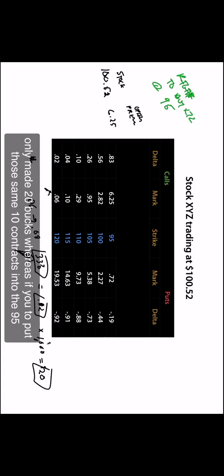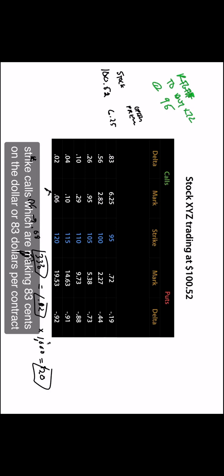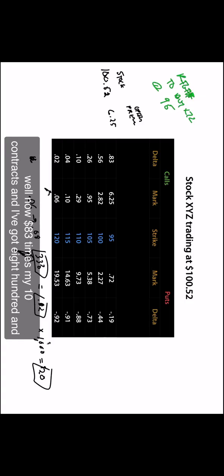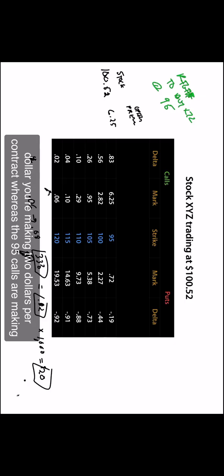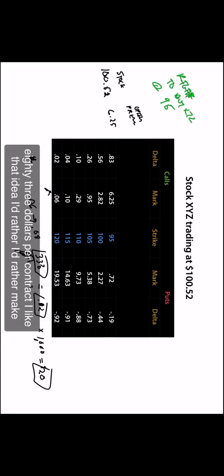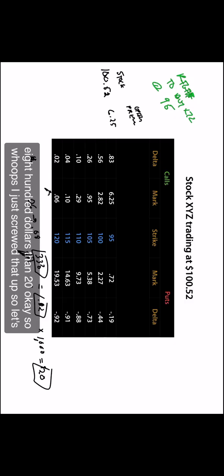Whereas if you'd have put those same 10 contracts into the 95 strike calls, which are making 83 cents on the dollar or $83 per contract. Well, now $83 times my 10 contracts, and I've got $830 of profit. So remember, when you're only making 2 cents on the dollar, you're making $2 per contract. Yeah. Whereas the 95 calls are making $83 per contract. I like that idea. I'd rather make $800 than 20.